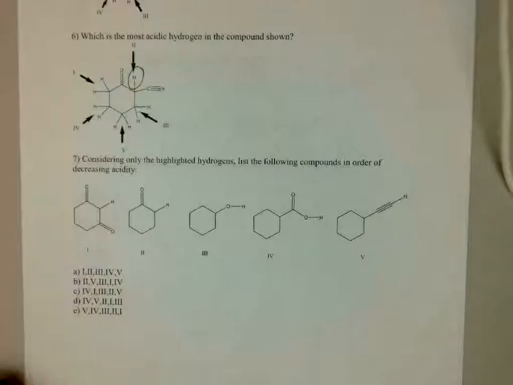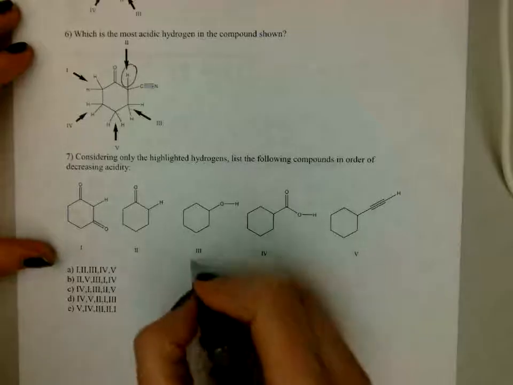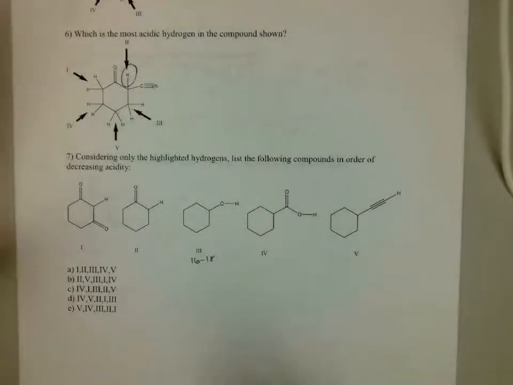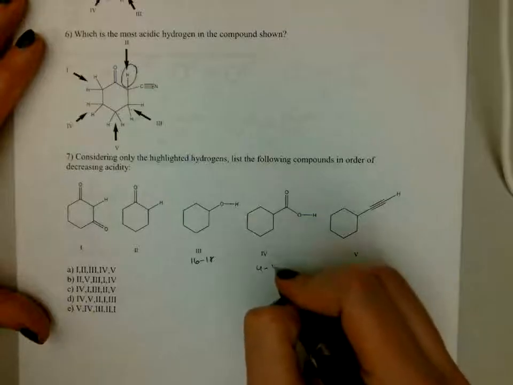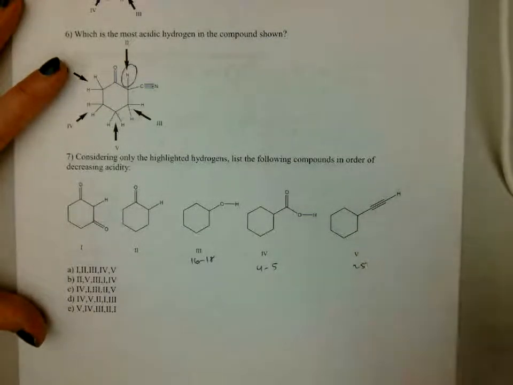All right, so lots of acid questions on this chapter. Number 7, considering the highlighted hydrogens, list the following compounds in order of decreasing acidity. Okay, so if you just know off the top of your head the pKa's, that's going to be helpful. Alcohol is 16 to 18. It's close to water because water is kind of like an alcohol. Carboxylic acid is 4 to 5. And an alkyne is going to be 25.